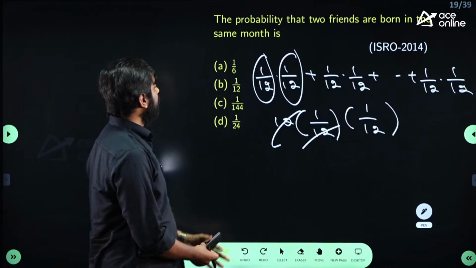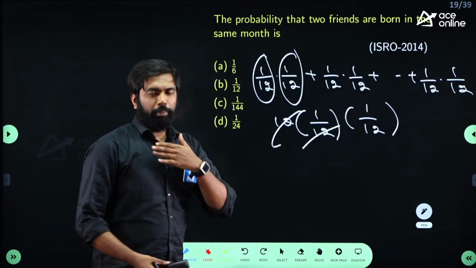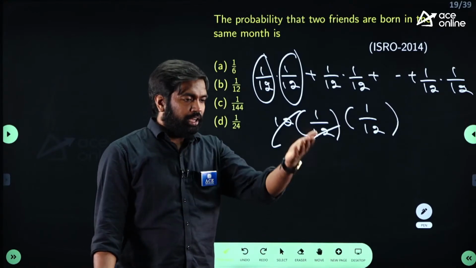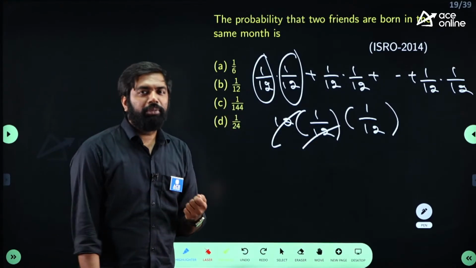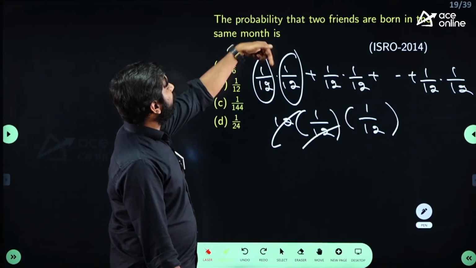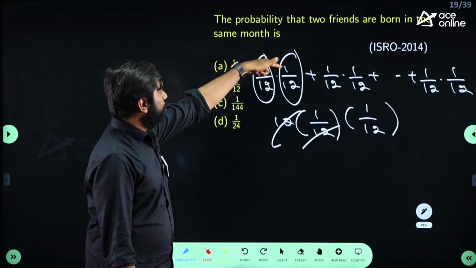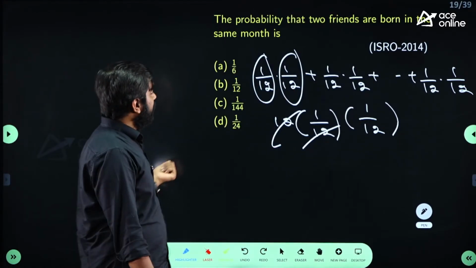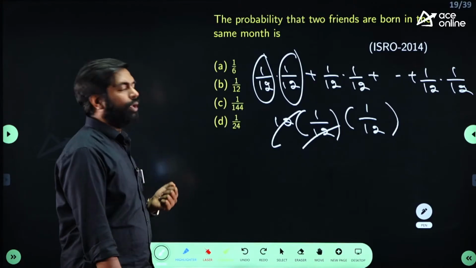Some of you might be thinking, why did I write 1 by 12? The probability that I am born in January, because there are 12 months and they are all equally likely, is 1 by 12. And in the same month the other friend should also take his birth, so it is 1 by 12 and so on. Such a simple question. So the final answer is 1 by 12.